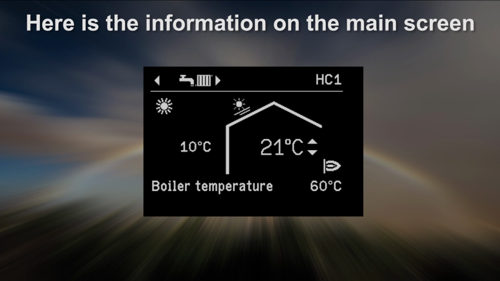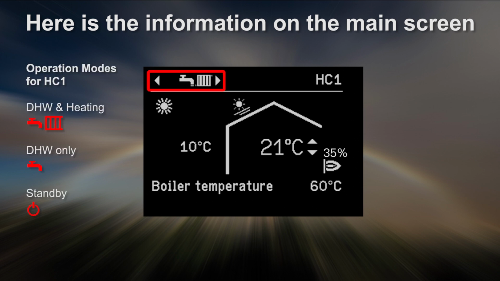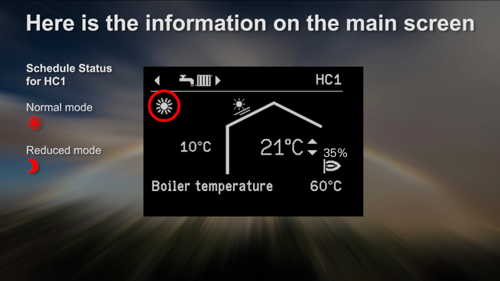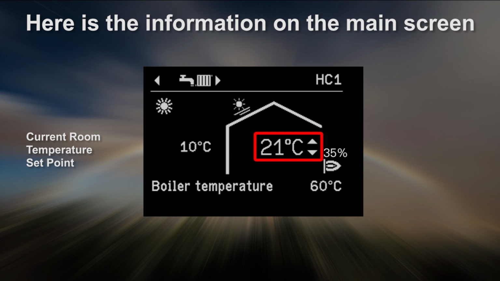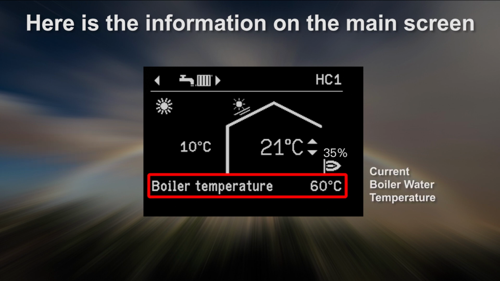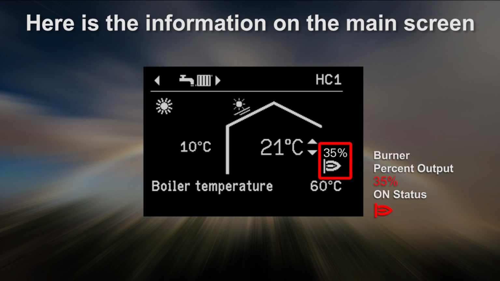Here is the information on the home screen. Heating circuit operation modes, the time of day schedule status, current outdoor air temperature, current room temperature set point. This represents a virtual room set point unless a Vitotronic is in the space to provide room temperature feedback. The current boiler water temperature, the burner on status and percent output.